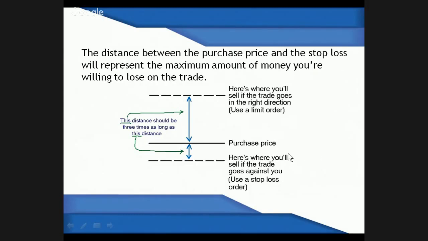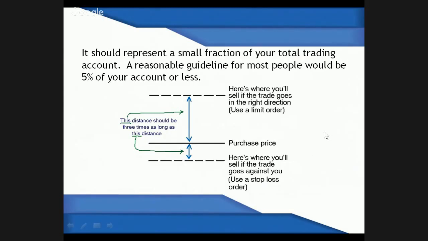The distance between the purchase price and the stop loss order will represent the maximum amount of money that you're willing to lose on the trade. It should represent a small fraction of your total trading account. A reasonable guideline for most people would be 5% of your trading account, or better yet, less than that. If you want to make it 1%, that's great. 2, 3, 4, 5% at most. Anything more than that, and you might be taking unnecessary risk, depending on the size of your account and your situation, of course. But 5% or less on any trade is a pretty good, safe guideline for most traders in most situations, at least in my experience.